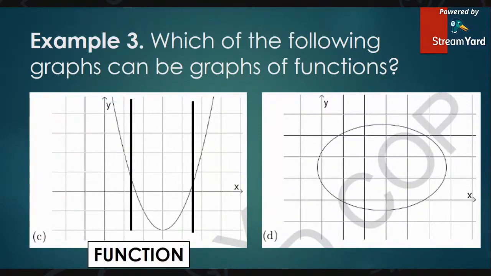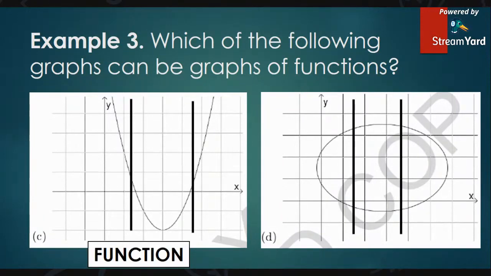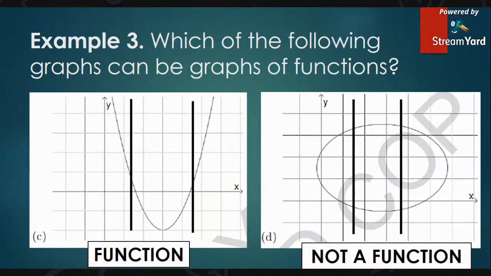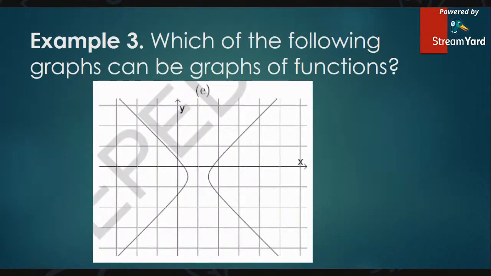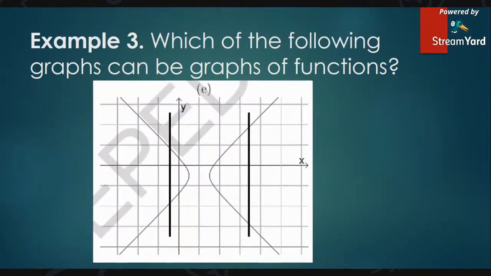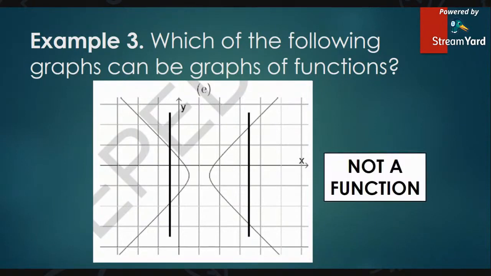Okay, next. Letter D. So, yung oblong na shape. So, nag-intersect siya ng dalawang beses na naglagay tayo ng mga vertical lines. So, it is not a function. Next. Last na to for this example. Okay, nag-drawing ulit tayo ng vertical line. So, nag-intersect siya ng dalawang beses. So, it is not a function again.